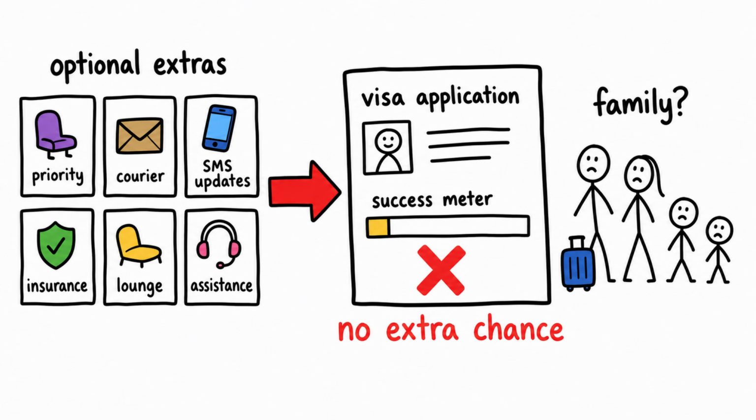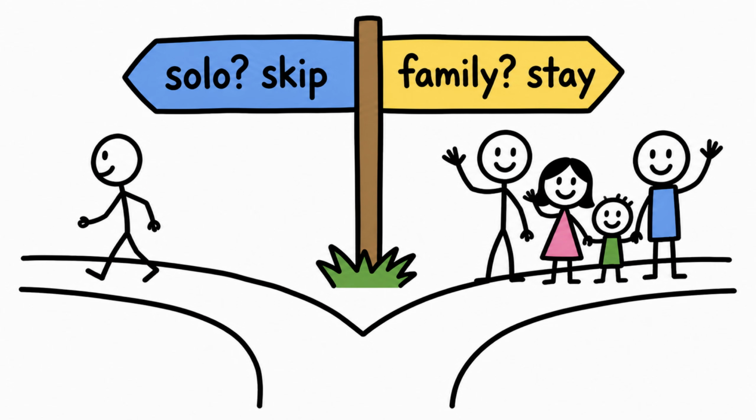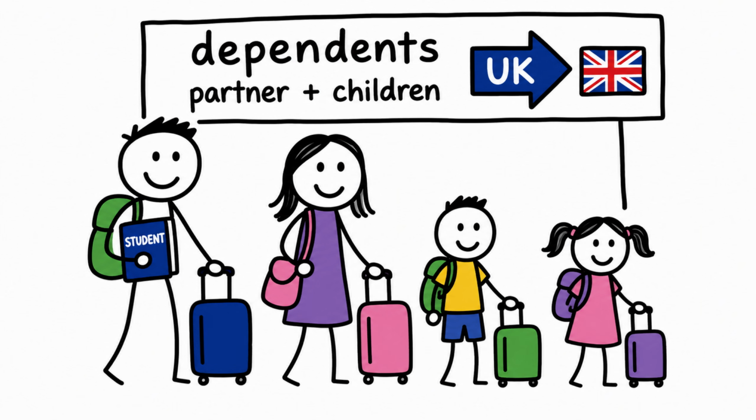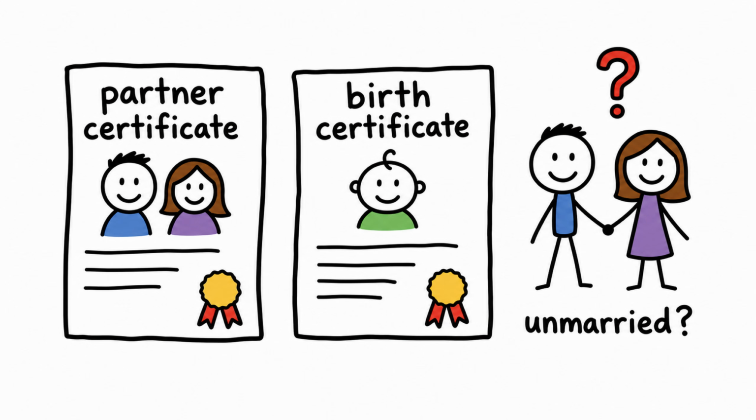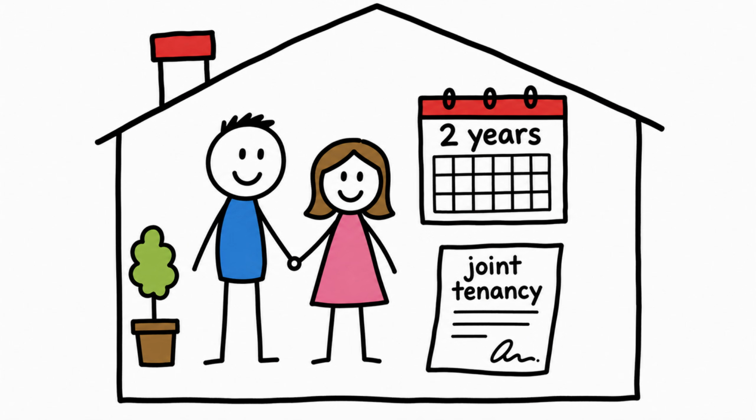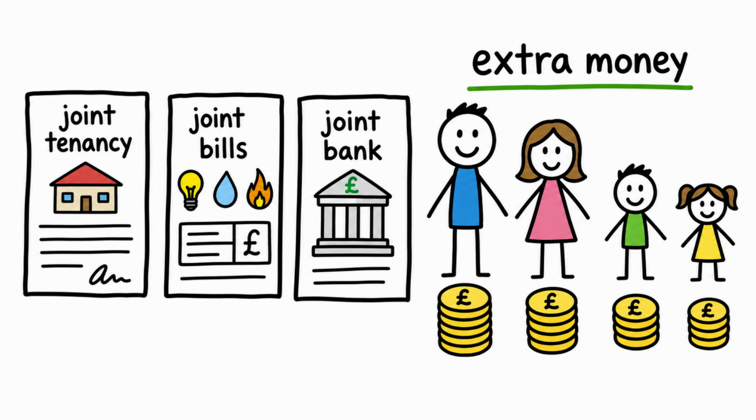Now, if you're bringing family with you, this next bit is for you. If you're applying on your own, feel free to skip ahead, but if you're bringing family, here's how it works. Your partner and any children under 18 can come with you as a dependent, as long as you qualify. You prove the relationship with a marriage or civil partnership certificate for a partner or a birth certificate for a child. And if you're an unmarried couple, you'll need to show you've been living together for at least 2 years. So think joint tenancy agreements, joint bills, joint bank statements.